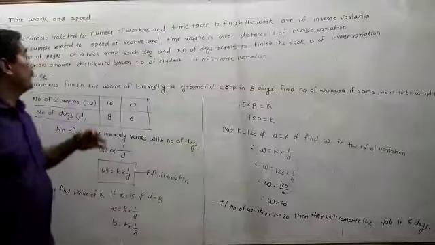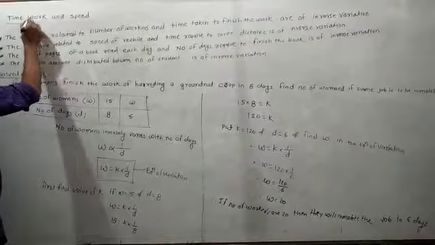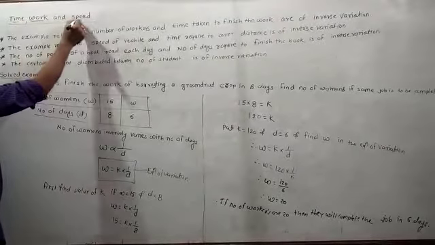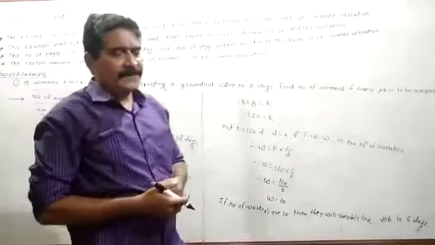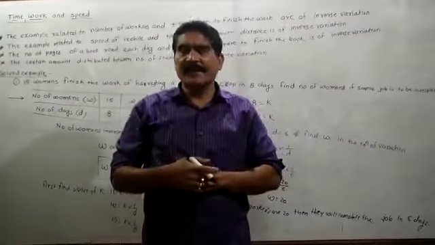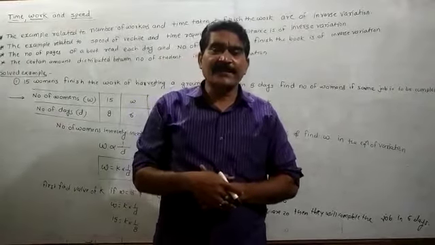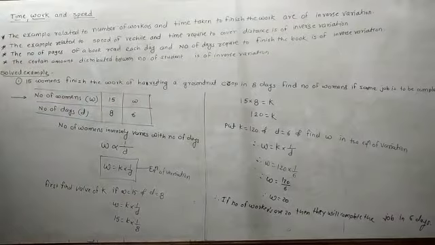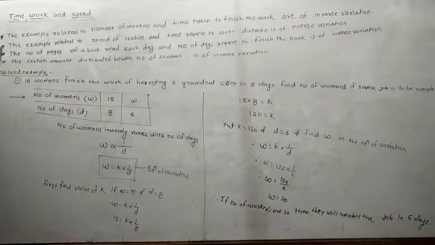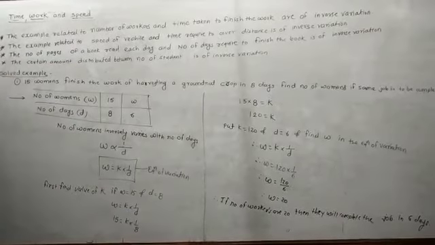Start with the new topic: time, work, and speed. This topic you have to see. Whatever be the example related to time, work, and speed, you have to see which type of variation these examples are. I will explain a few points, and according to that you have to decide whether the given example is of inverse variation or direct variation.